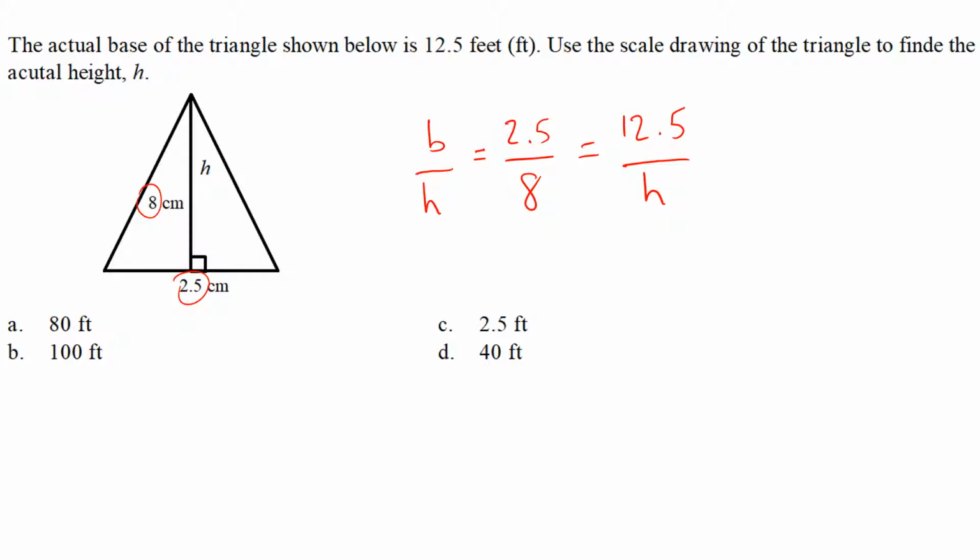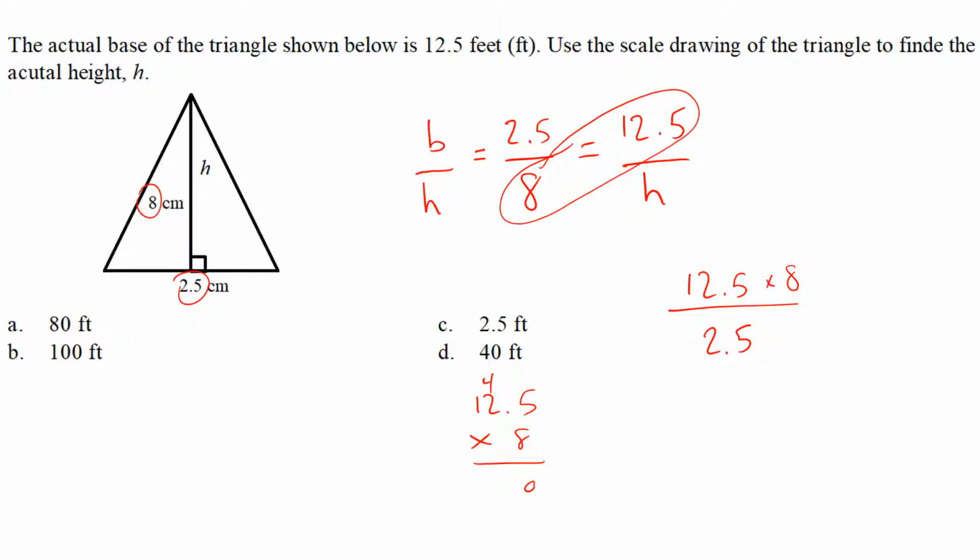I don't really know how many times 2.5 goes into 12.5. I think I'm going to do this just regular style. There are other ways to do it, but I'll just do 12.5 times 8 and then divide that answer by 2.5. So 12.5 times 8 is 100, even. Okay, so 100. So that's 100 divided by 2.5. I think it's 40.